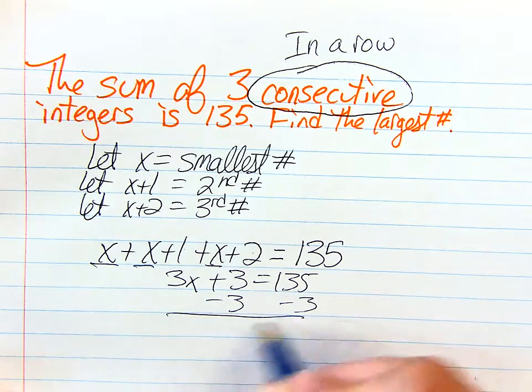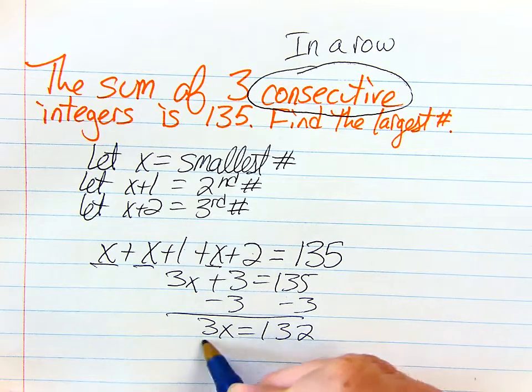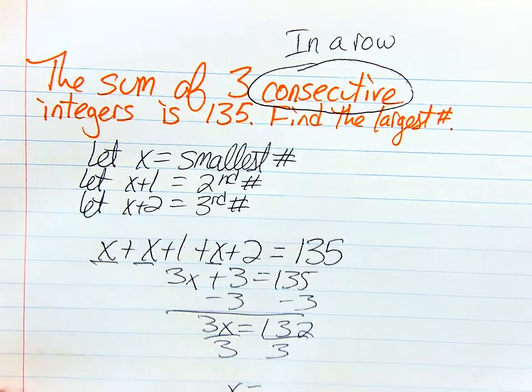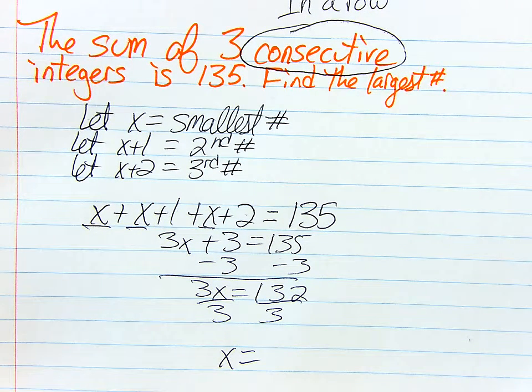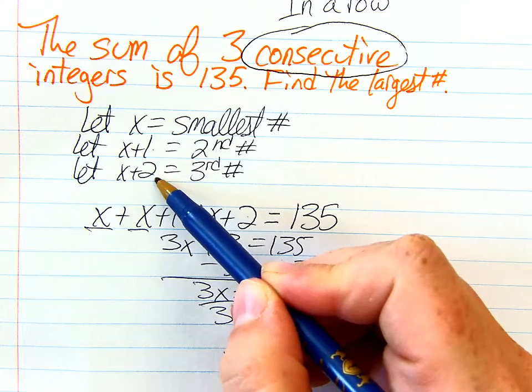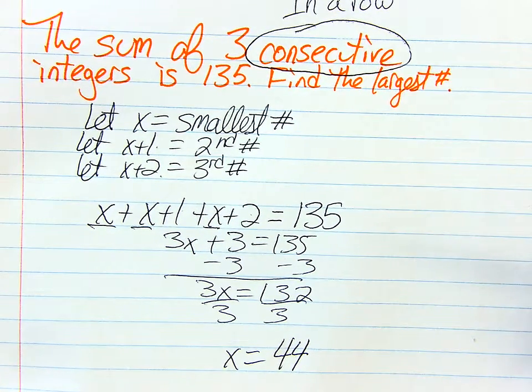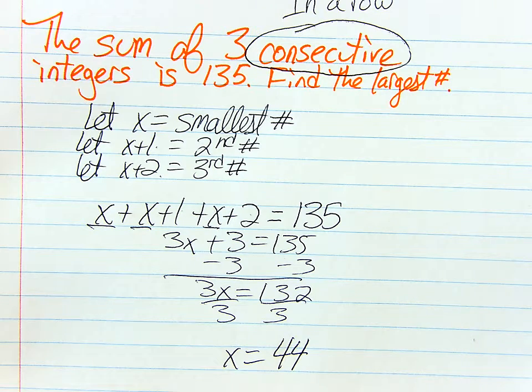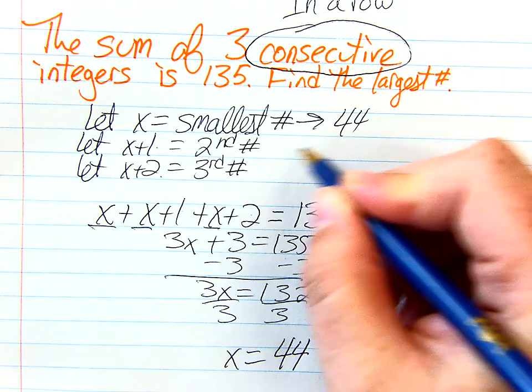Minus 3, minus 3, I get 3x equals 132, divided by 3, 132 divided by 3 is 44. Which makes sense. Okay, I was expecting to get like a nice number out. I wasn't expecting to get decimals or something weird. 44, that's fine. All right, so what's 44? My smallest number. So then the next number must be 45 and 46. You can check that in 1 second. Add 44, 45, and 46 together. That's three numbers in a row. Do they really have a sum of 135? Yes. 44, this one's 45, and 46.